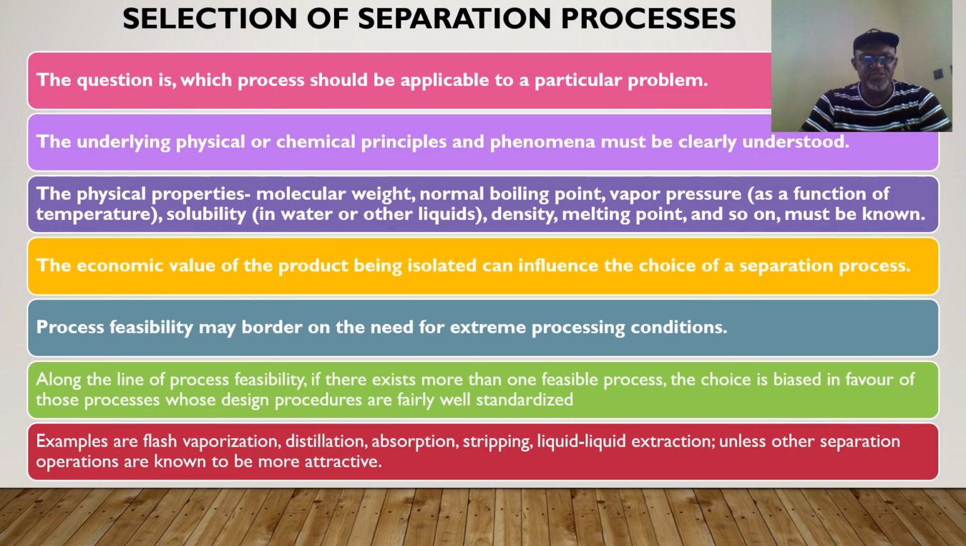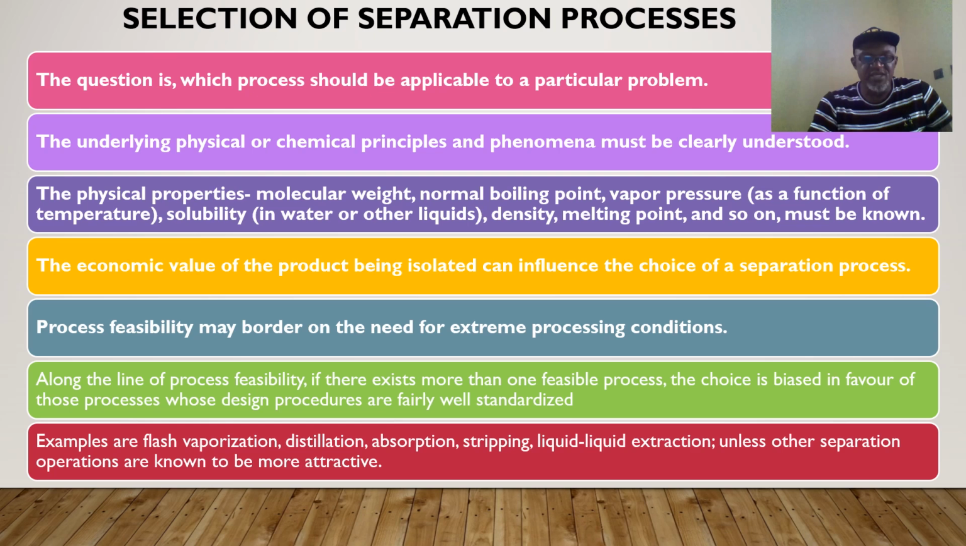Selection of separation processes. Now the question is, which process will you select for any particular problem? The underlying physical or chemical principles and phenomena must be clearly understood, like we mentioned in terms of volatilities. Do they have different boiling points? Of course, that's the next thing there. The physical properties, molecular weight, normal boiling point, vapor pressure, solubility, melting point, density, and so on must be known. So for all the components, if you know all this, that is where you can now choose which particular separation process to use.